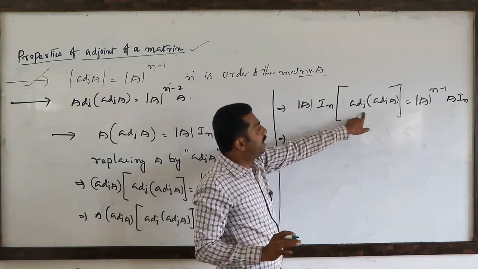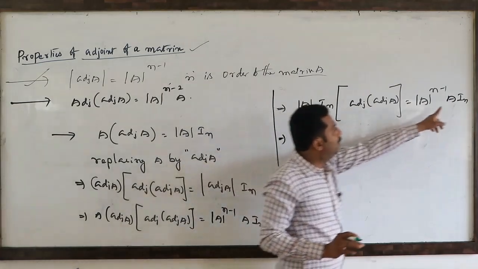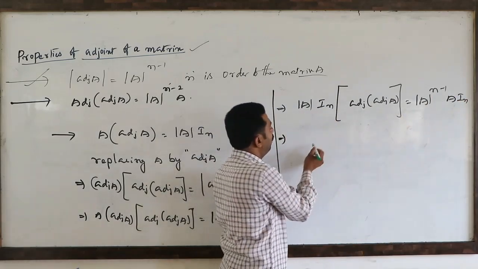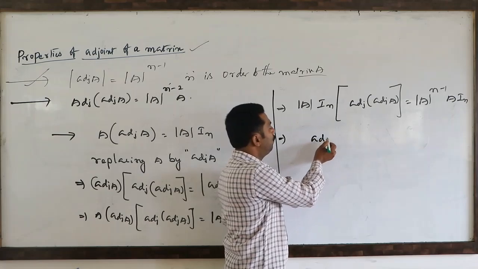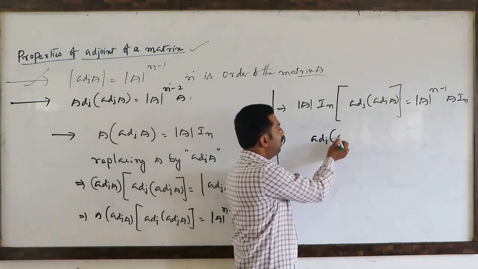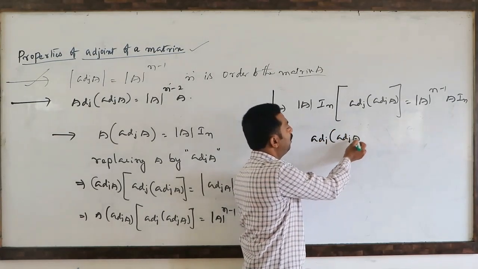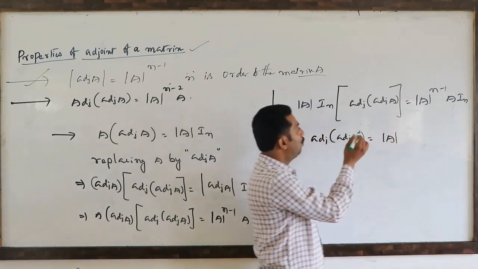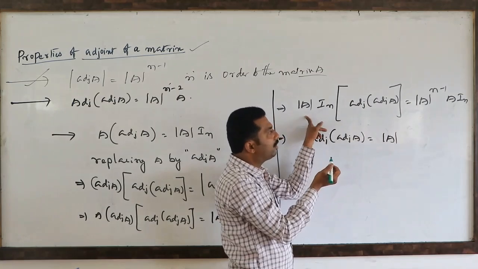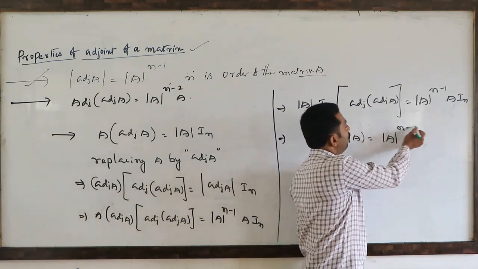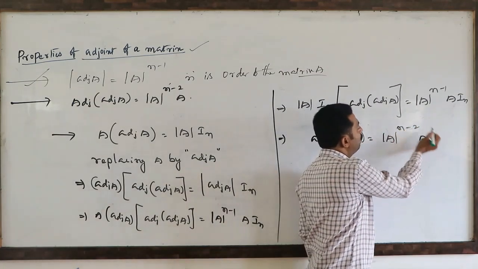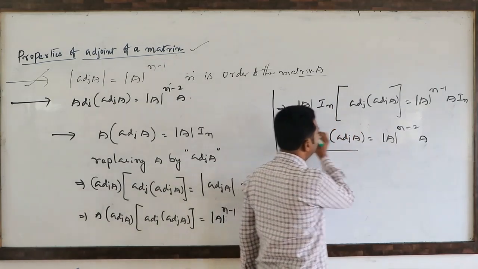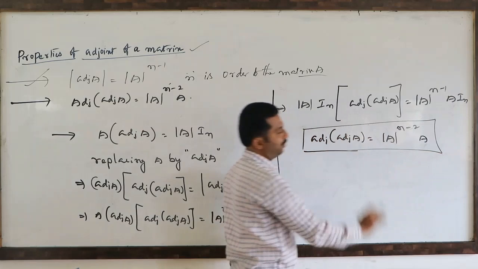A into IN is nothing but A only. So this determinant of A we have to send to that side. So finally adjoint of A equals determinant of A whole power n minus 1 by determinant of A, so we can write determinant of A whole power n minus 2 into A. So this is the result of the second property.